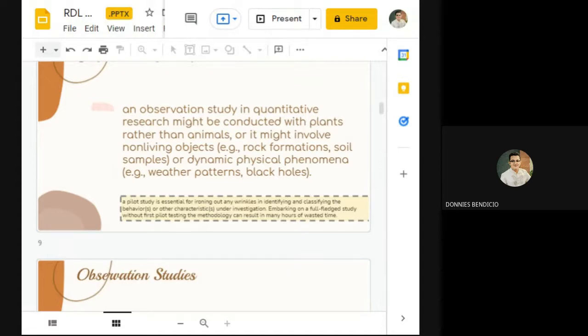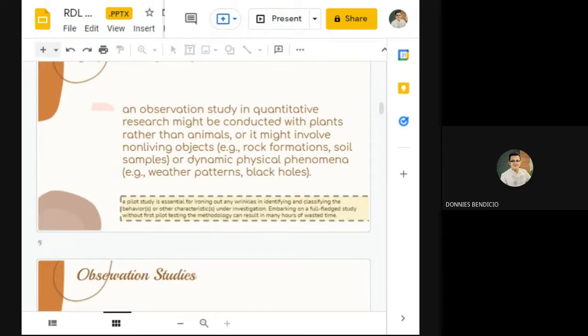A pilot study is essential for ironing out any wrinkles in identifying and clarifying behaviors or other characteristics under investigation. Kapag kayo ay merong observation study, you have to do a pilot testing. Let's say, for example, you have to draft first your first observation. This is not the final report na ibibigay ninyo sa inyong professor or to your client. So first, you have this pilot study.